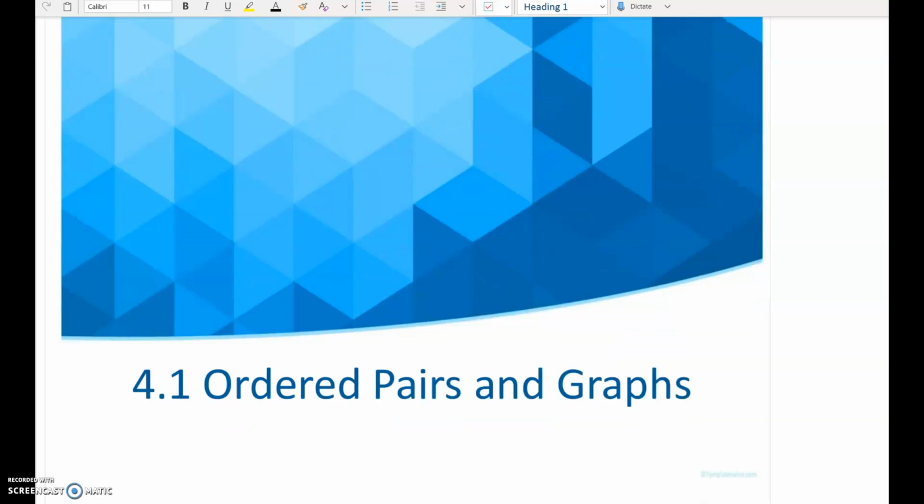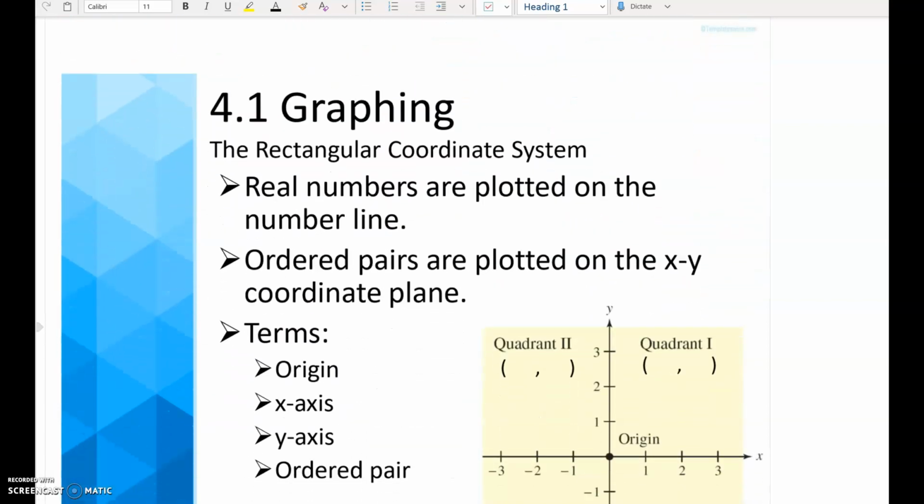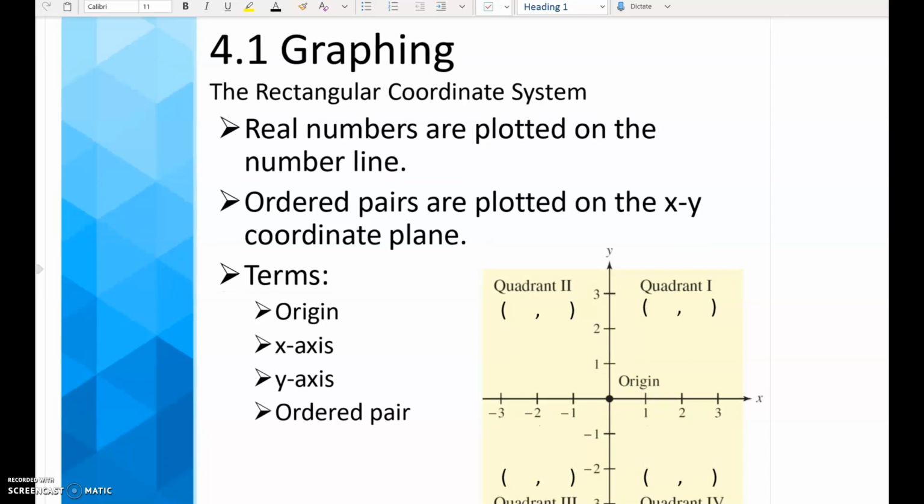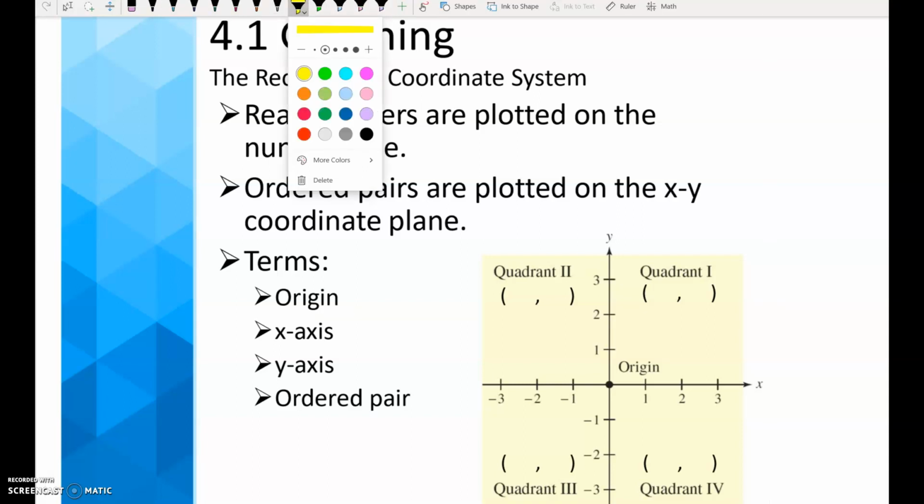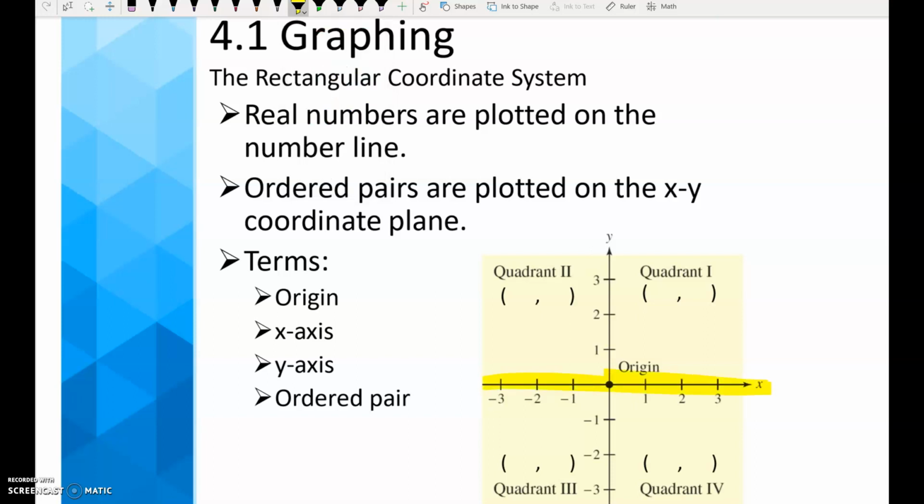Today we're going to cover ordered pairs and graphs. So first of all, let's talk about the coordinate system, the coordinate plane. Real numbers are plotted on a number line, plotted on an x and a y coordinate plane. So the x-axis is this horizontal axis right here, and the y-axis is the vertical axis right here. And the x and y axis are both number lines.